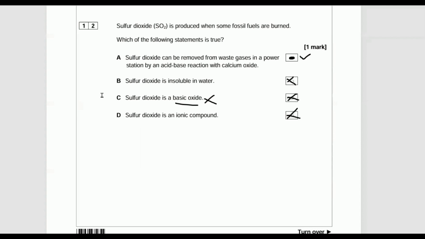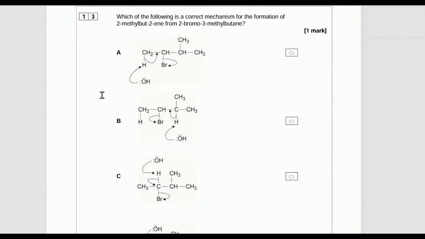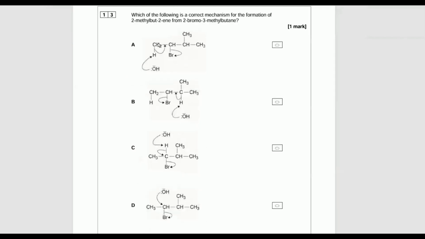Okay, 13. I'm going to have to shrink this. We got them all in: A, B, C, D. Which of the following is the correct mechanism for the formation of 2-methylbut-2-ene from 2-bromo-3-methylbutane? What happens here is, for the correct equation, the hydroxide ion must attack a hydrogen atom on a carbon that is adjacent to the carbon with the bromine on. So this is a viable reaction. The hydroxide ion is attacking that hydrogen. It's going to eliminate a water molecule, and the bond there is going to come here and form a double bond here.